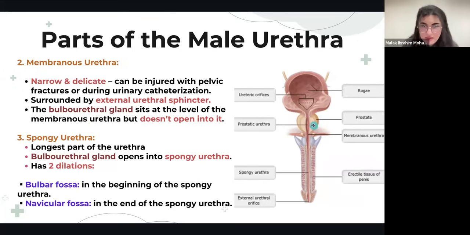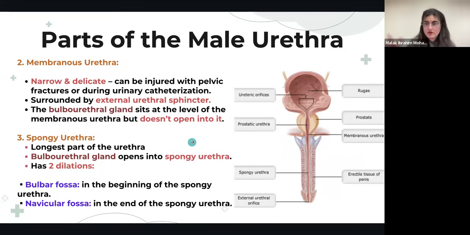Now, this is surrounded by the external urethral sphincter and the bulbourethral glands, which are over here. I don't know if you guys can see them. These glands sit at the level of the membranous urethra, but they don't open into it; they're just located at the same level. The bulbourethral glands actually drain their fluid into the spongy urethra, not the membranous urethra.